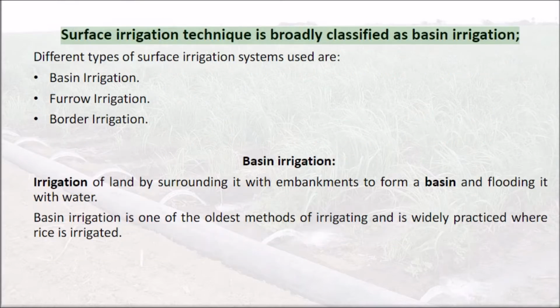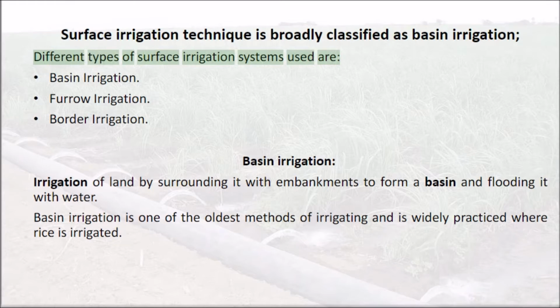Surface irrigation technique is broadly classified into basin irrigation. Different types of surface irrigation systems used are: basin irrigation, furrow irrigation, border irrigation, basin irrigation.